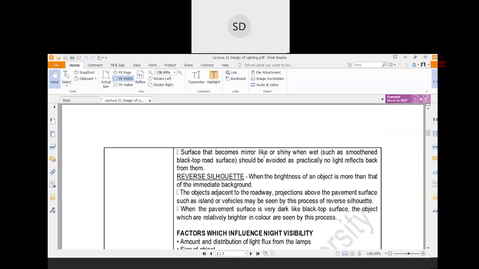A surface that becomes mirror-like or shiny when wet, as we have discussed, such as a smoothened blacktop road surface, should be avoided, as practically no light reflects back from it. So if there is a blacktop surface and it is the rainy season, if rain water stays over the road surface, it will create some nuisance for the driver as well as the users of the road surface.